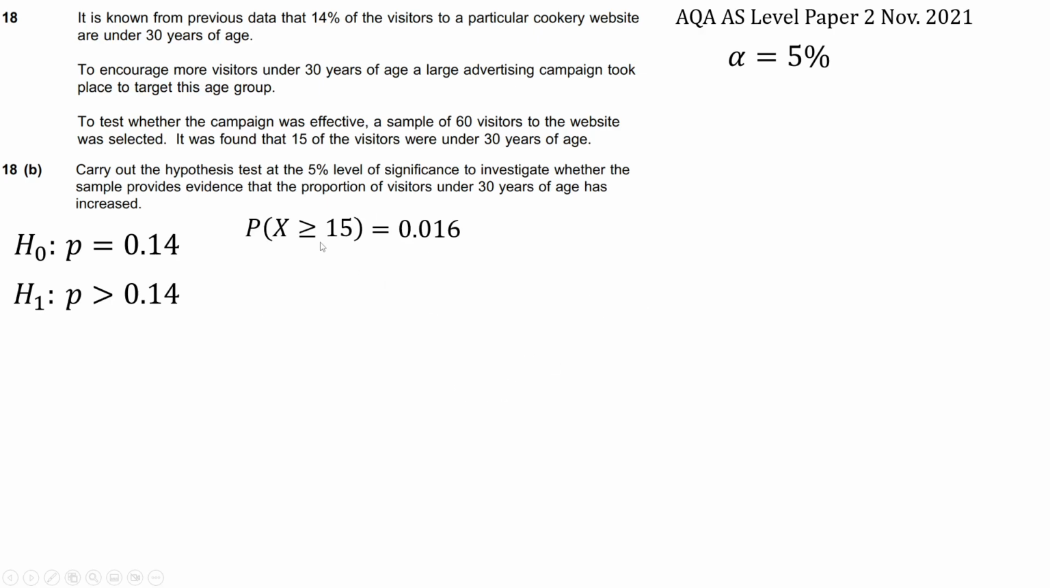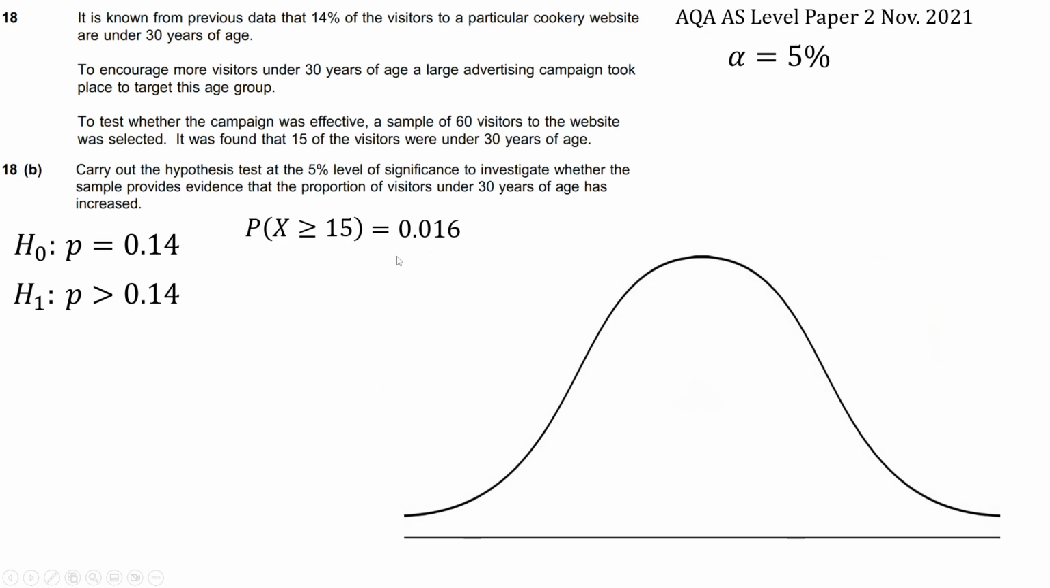So the probability of X being greater than or equal to 15 is 0.016, i.e. the probability that this sample was a coincidence is 1.6%. I'm looking at that and I'm thinking that's quite a low percentage of it being a coincidence. I'm starting to think that H0 is false. Significance level, we're looking for greater than, so we want to be on the right side of the tail, the right side of the bell curve. And this is 5%.